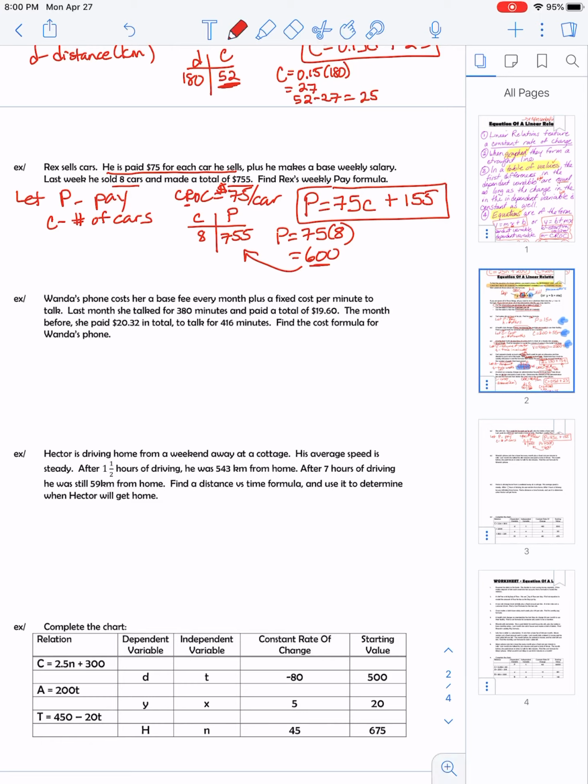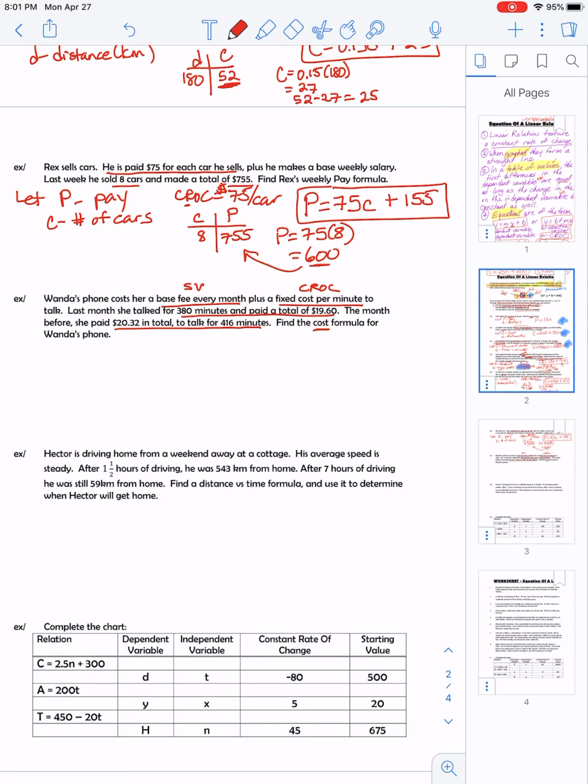Okay, so Wanda's phone costs her a base fee every month plus a fixed cost per minute. So that base fee, that's our starting value. The fixed cost per minute, that's the crock. It looks like I don't know either, but I'm trying. So last month she talked for 380 minutes and paid a total of $19.60. And the month before she paid $20.32 and talked for 416 minutes. We want to find the cost formula for Wanda's phone.